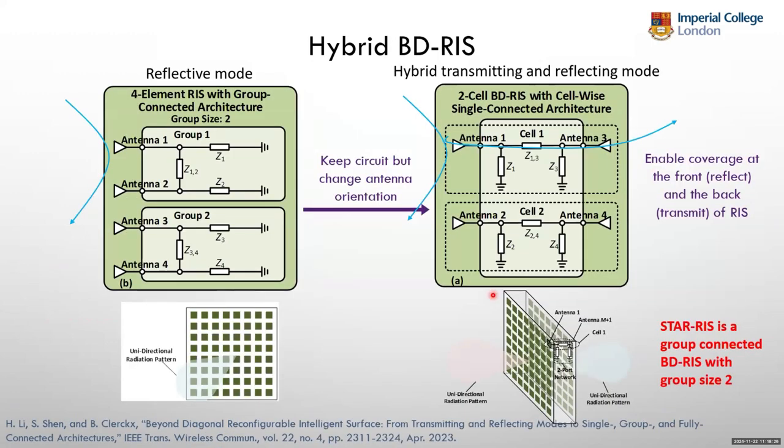You can then do other things. You can have a hybrid case. So if you take my group connected RIS here, or beyond diagonal RIS, I have two groups. Now imagine I take this antenna 1 and 2, and instead of facing the same side of the RIS, I bend them so that they actually face opposite sides. And so what you get is now two panels here that is reminiscent of what is called star RIS, similarly transmit and receive. And so your beyond diagonal RIS here is actually an enabler of a star RIS. And a star RIS here is actually a form of group connected beyond diagonal RIS with a group size 2. And this is what you see here. This is actually a star RIS.